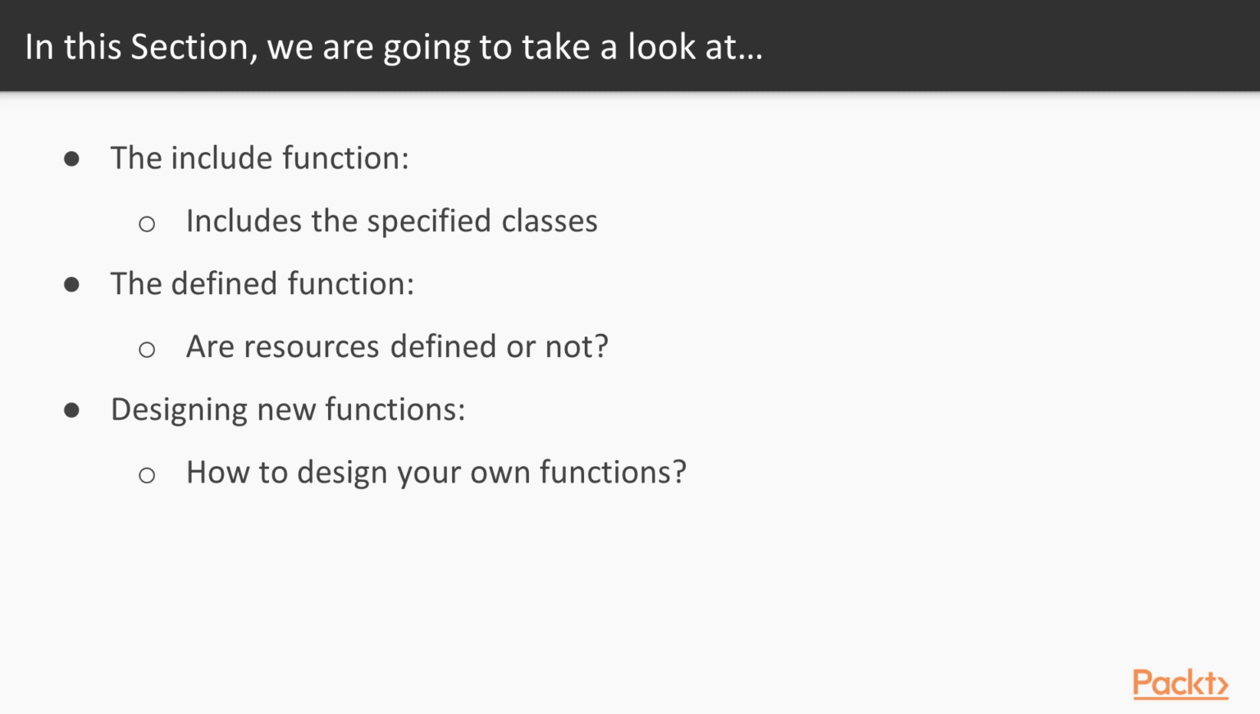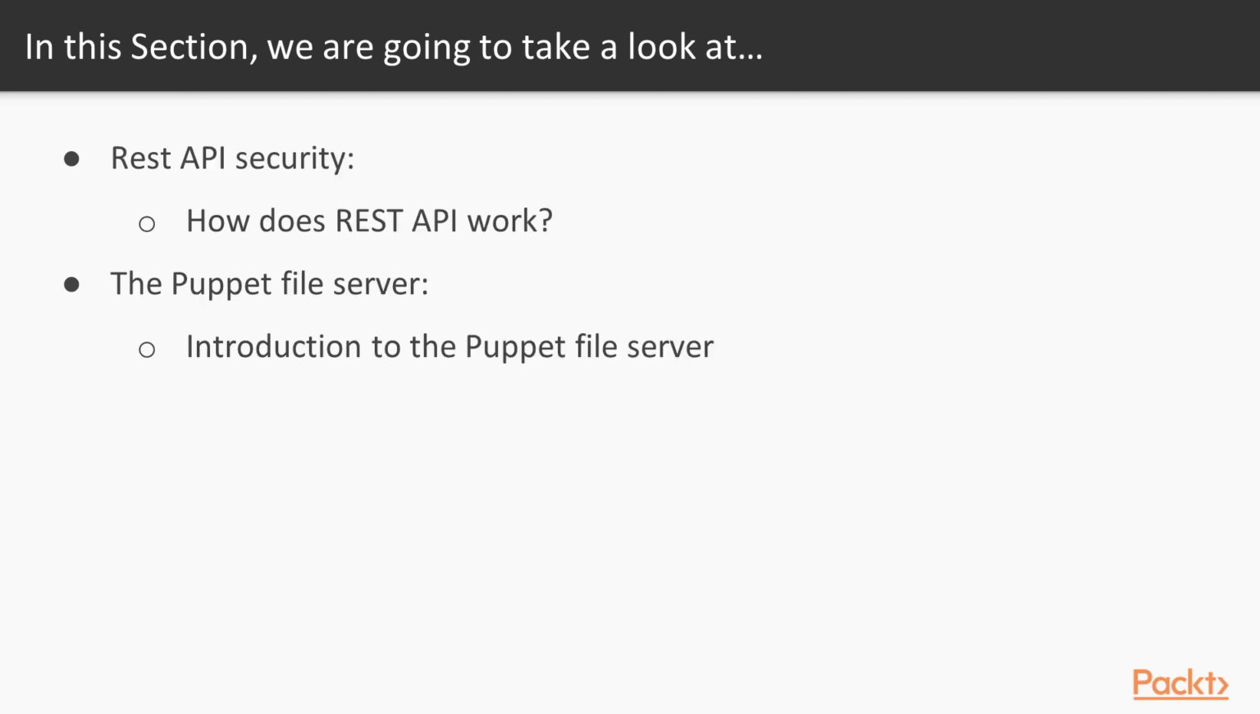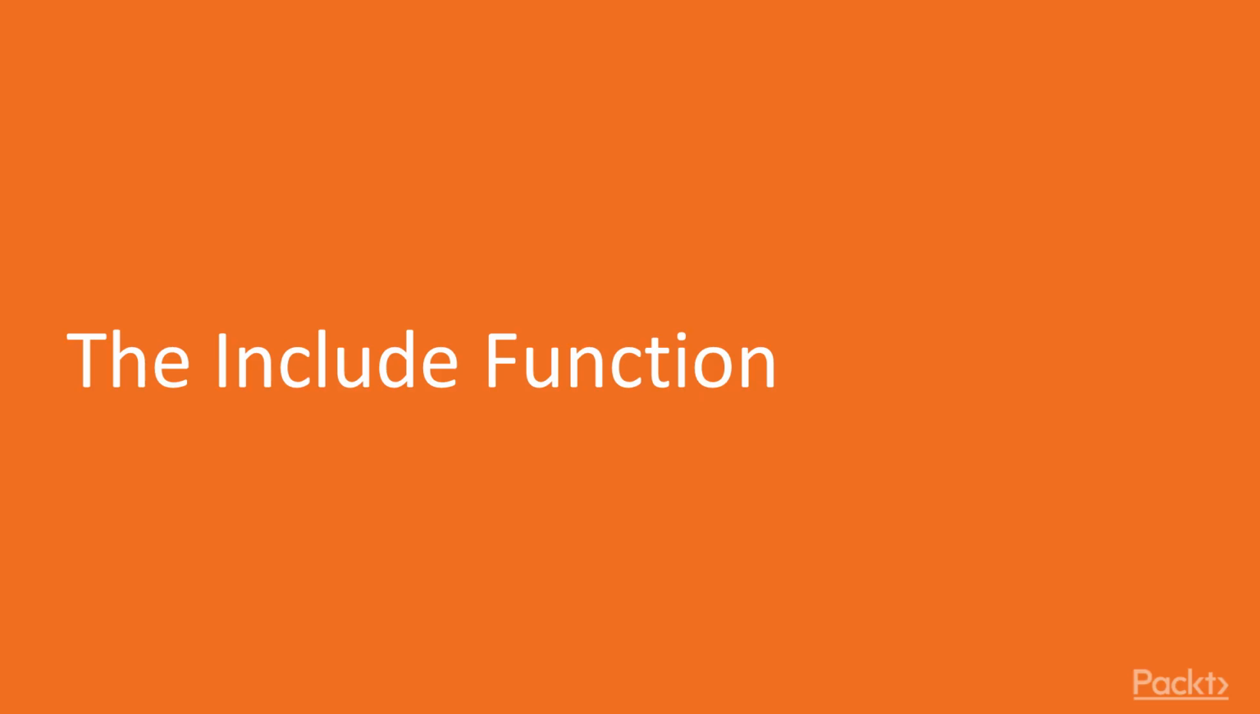We have 7 we need to cover. First, we'll take a peek at the include function. Next, we'll look to see if classes already exist with the define function. Then I'll discuss how to design and create your own Puppet functionality by creating your own functions. Then we'll have topics on how to use Puppet with other technologies, such as the REST API. Now moving on, we'll talk about the REST security model, and then finish up with a topic on the Puppet file server. So let's get started.